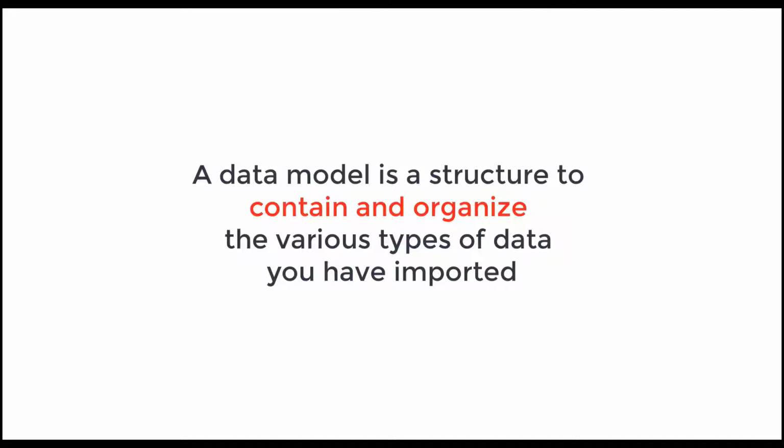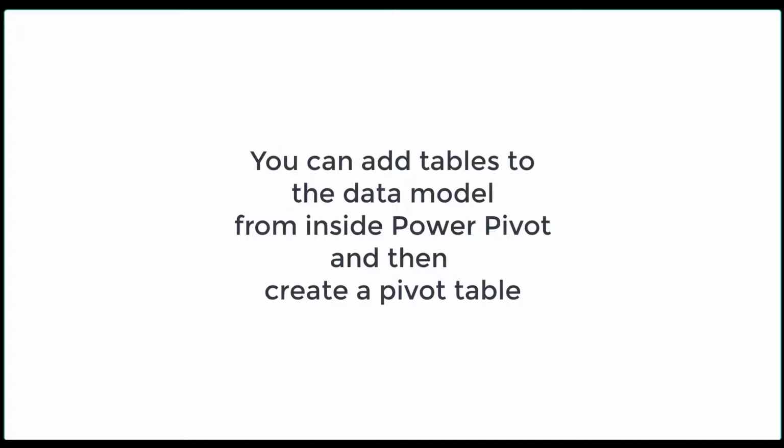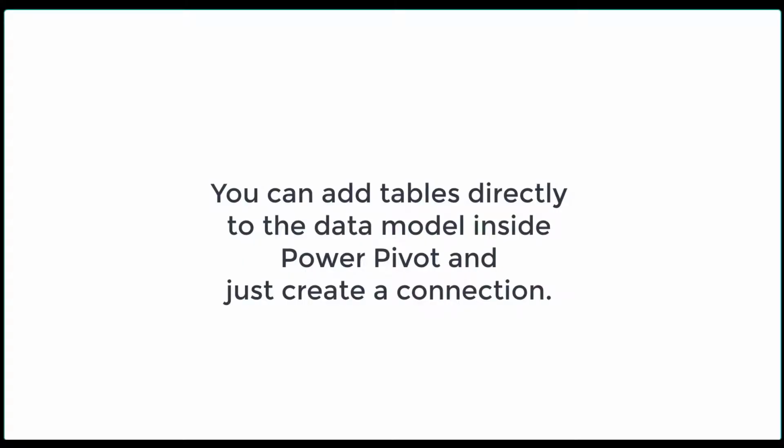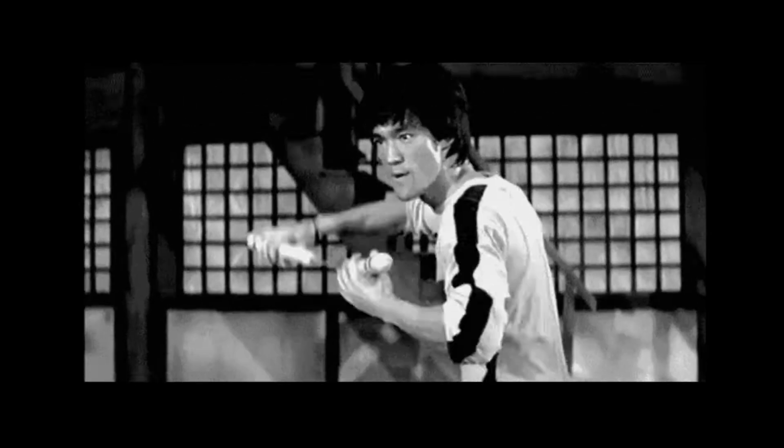There are several ways to add tables to a data model. The first method is to add tables to the data model from the Pivot Table menu inside Excel. You just saw that one. The second is to add tables to the data model from inside Power Pivot and then create a pivot table. The third is to add tables directly to the data model inside Power Pivot and just create a connection. And of course, at any time, you can access and manage the data model through the Power Pivot menus. I'll show you each of these techniques.